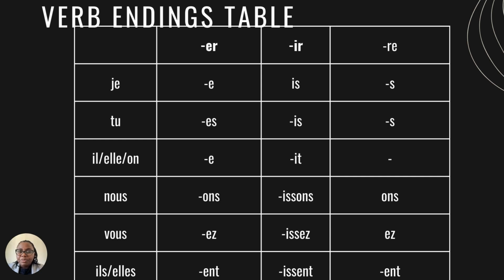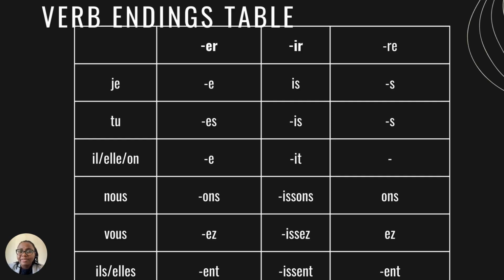Going on to the second group, the ir group. For je, you remove the ir and replace it with is. For tu, you replace it with is. For il, elle, on, you replace it with it. For nous, issons. For vous, issez. For ils and elles, issent. For those verbs that end with ir, I'm saying issons, issez, issent, because those would be the sounds when you have conjugated the verbs.